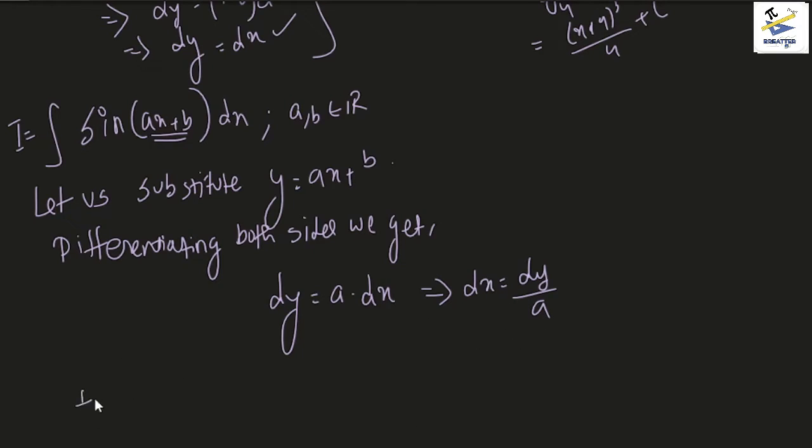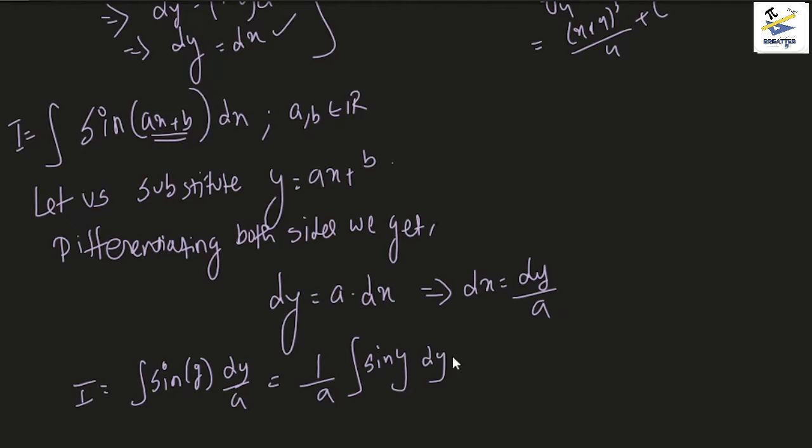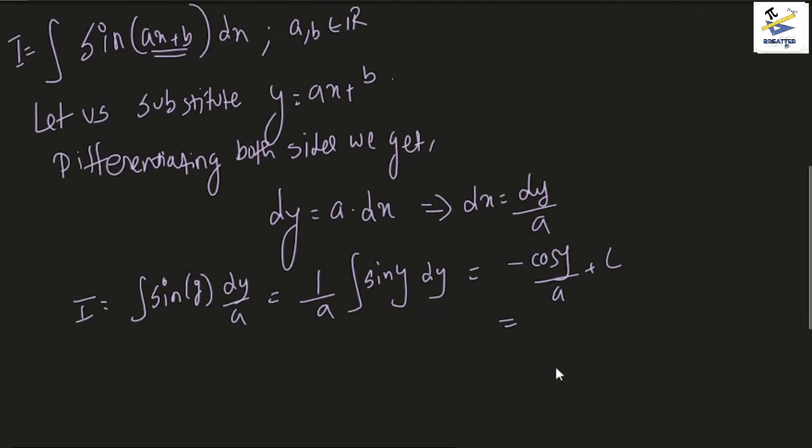Now this would turn our integration into something like this. It would be sine of y, because ax plus b is y, and dx would be dy by a, and this would give you 1 by a times the integral of sine y dy. Now we know the integration of sine y is just minus cos y, so the answer would be minus cos y by a plus c. And it's time to put back the variable which we substituted, which would give us minus cosine of ax plus b by a plus c, which is the answer for our integration.